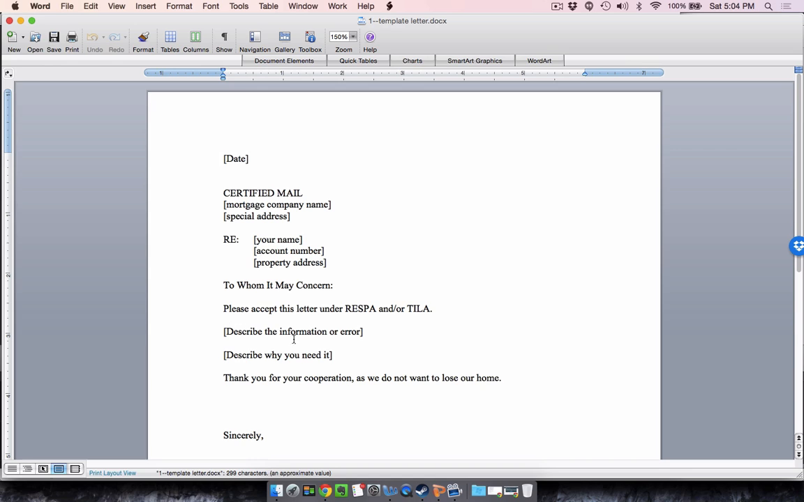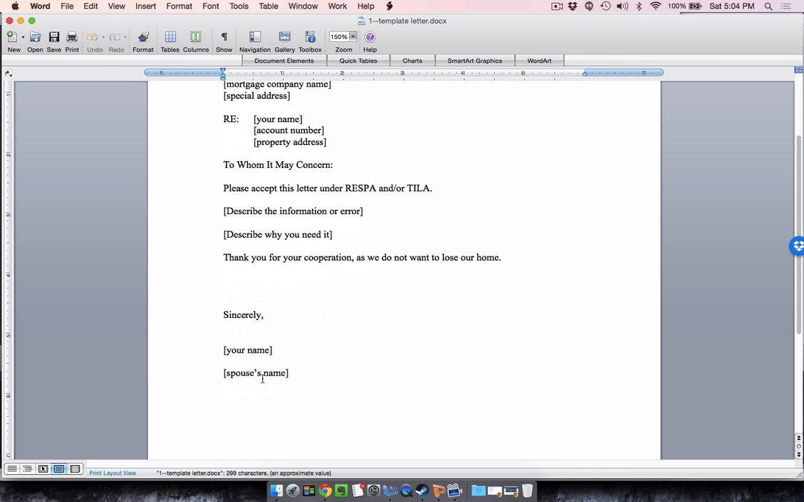Then here in the brackets, you want to describe what is the information you're looking for, or what's the error that you think has occurred. And then you want to say, here's why I need it, and you'll see in some examples. And then, just be polite. Thank you for cooperating. We don't want to lose our home. And then you would sign it.